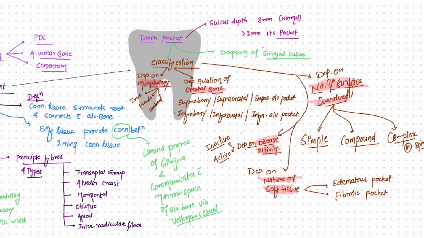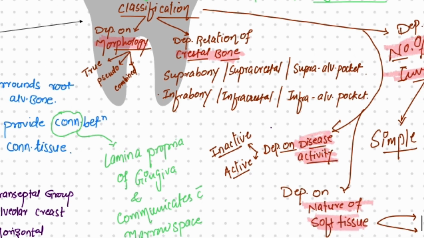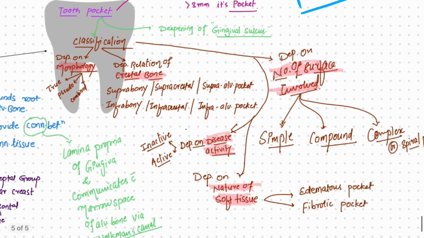We measure it with the help of a probe. Various kinds of probes are there: Williams graduated probe, WHO probe, periodontal probe. These are the kinds of probes that we mainly use, through which we find out the pocket. Now after that, classification depends on the morphology and on the relation to the crestal bone. According to morphology: true, pseudo and combined. According to crestal bone height: suprabony or infrabony, above the bone or below the bone. Depending upon that, suprabony or infrabony can be categorized.